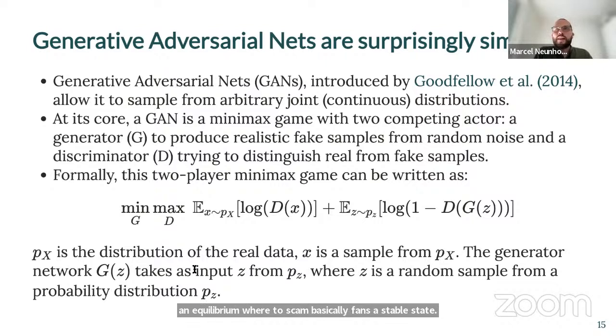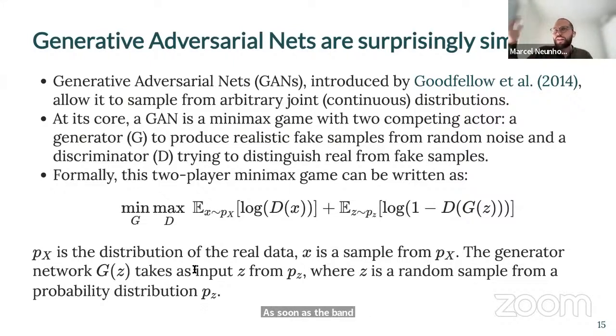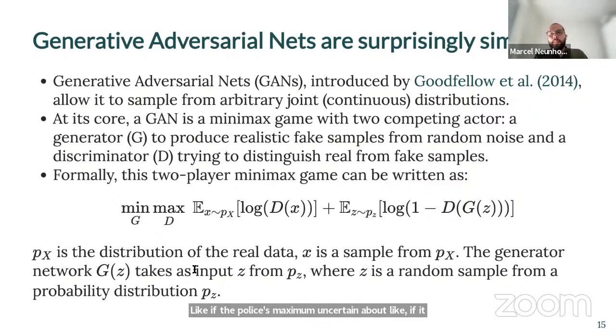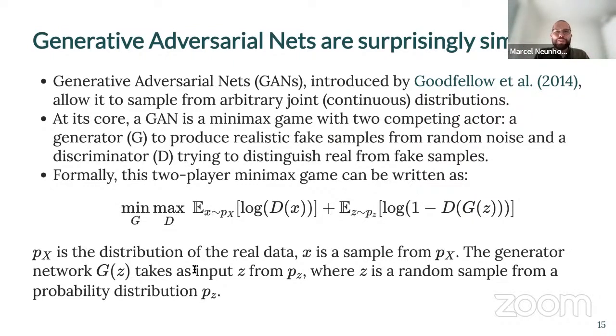And that's the case when, as soon as the bandits generate money that the police can't distinguish from real money anymore. If the police is maximally uncertain about whether it sees real or fake money, then this game will enter a stable state where both groups won't learn anything anymore, right? Because the police is just randomly guessing what's fake and what's real, and because that's just a random guess as feedback, the bandits also can't learn anything anymore.